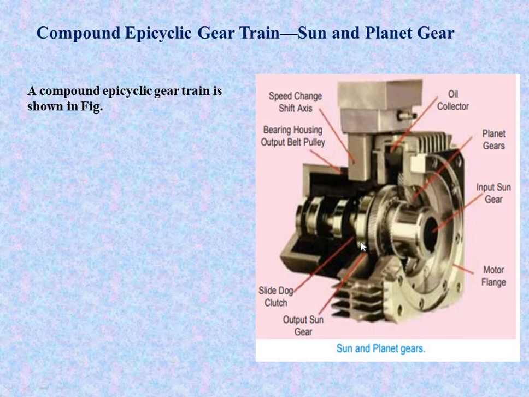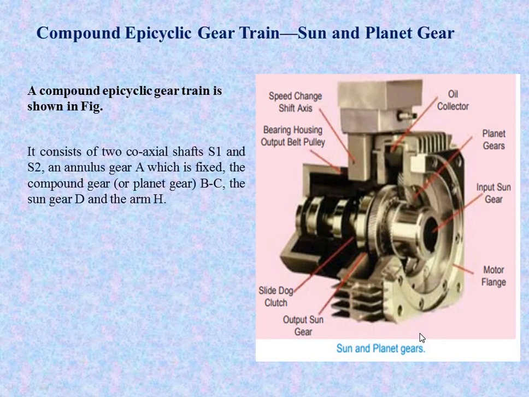This is the gear arrangement. This is the output sun gear, this is the motor flange, and this is the input sun gear. This is the total sun and planetary gear model, or prototype of the sun and planet gear.